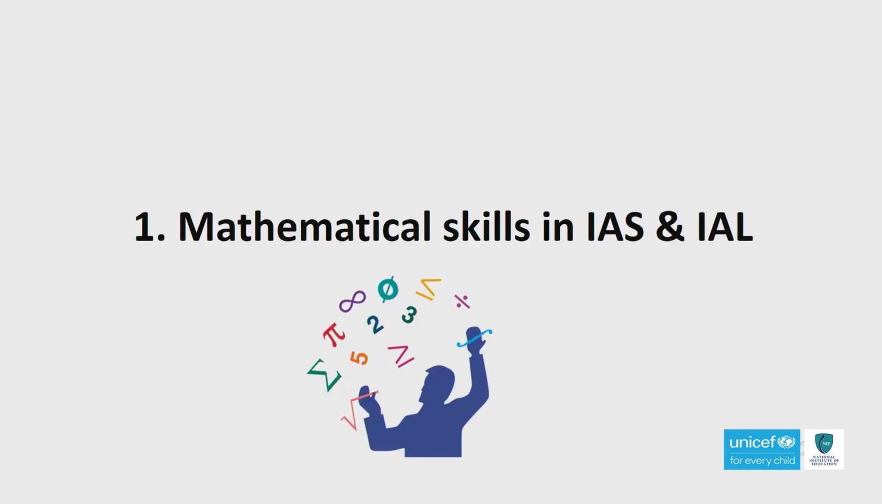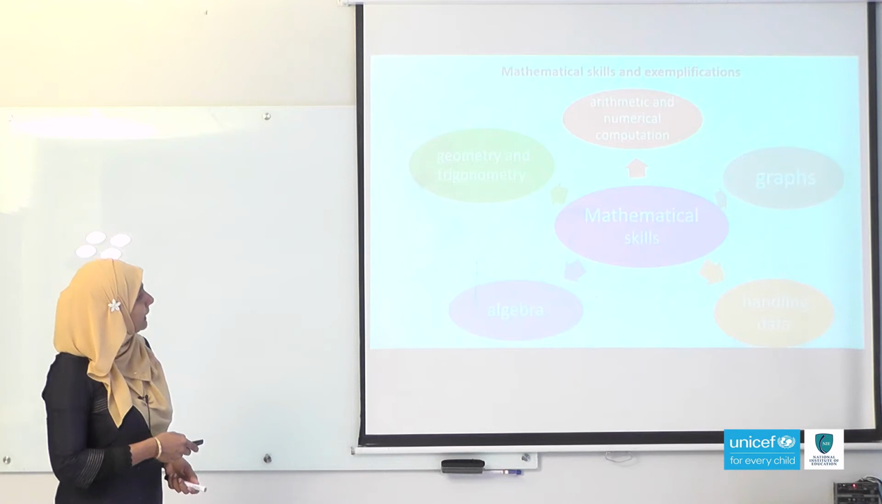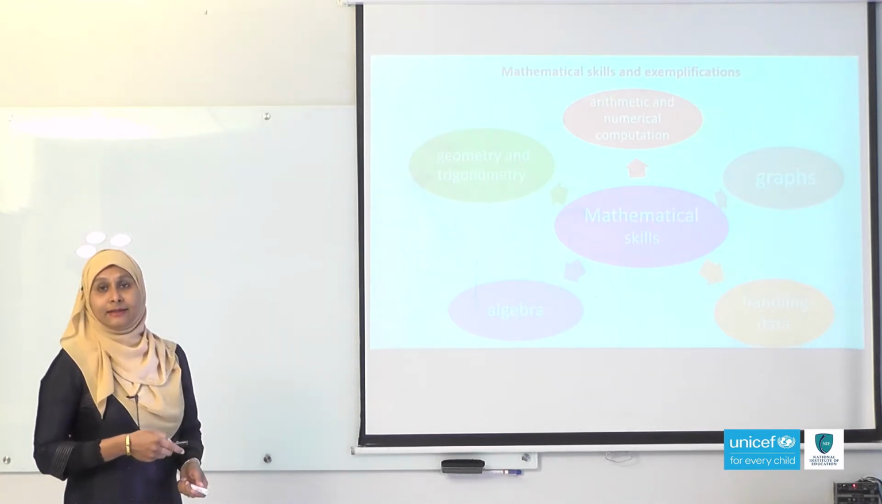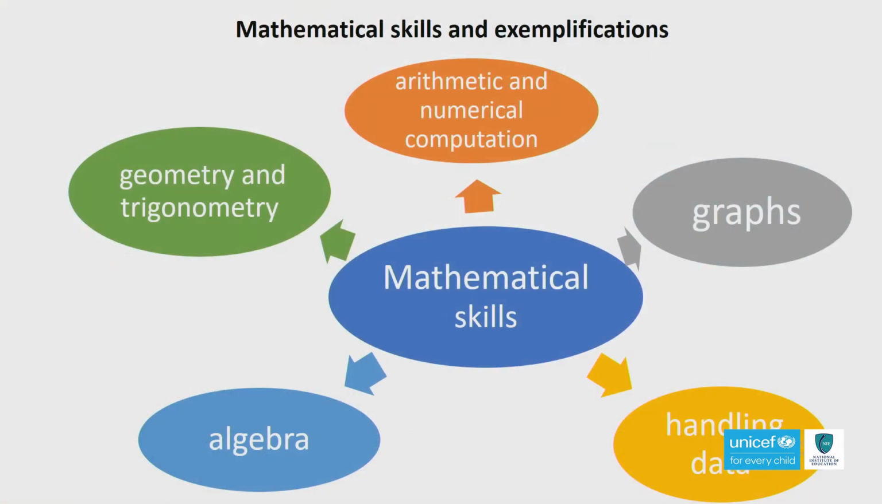Mathematical skills in IAS and IAL chemistry. I'm going to look at some of the areas covered in this Edexcel specification. There are 5 important aspects that you need to acquire within the 2 years of study. First one, arithmetic and numerical computations, graphs, handling data, algebra, geometry and trigonometry.